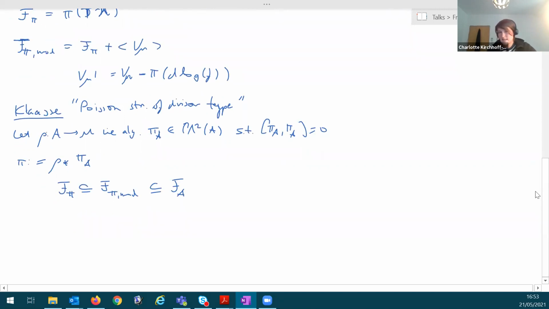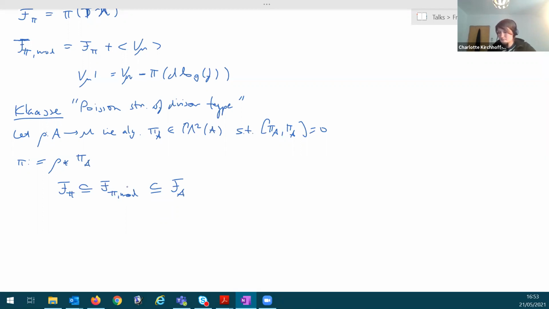And in fact, in well-known examples such as log Poisson or log symplectic structures, this second inclusion is actually an equality. So the modular foliation in that case is equal to the foliation given by the Lie algebroid. And so I think this is one example that raises interesting questions about what extra information the modular foliation contains compared to just the ordinary foliation, and how they behave in general.